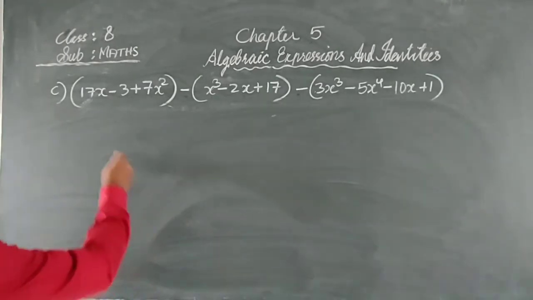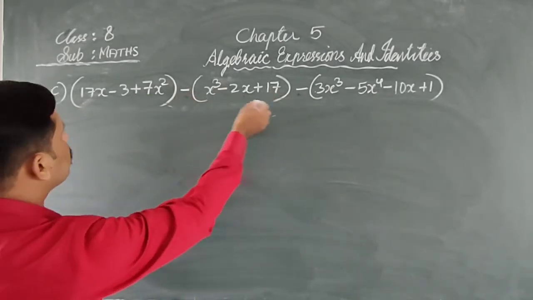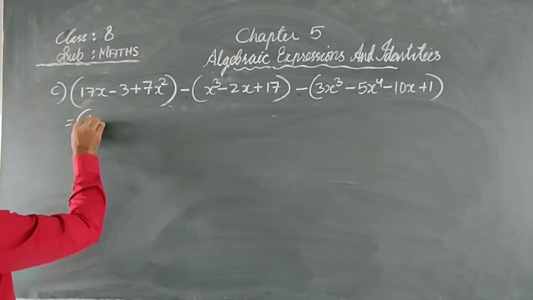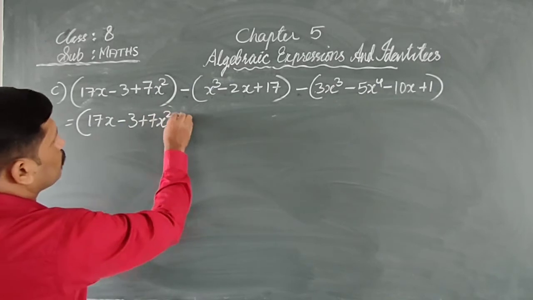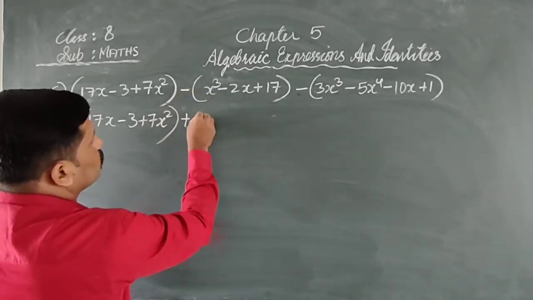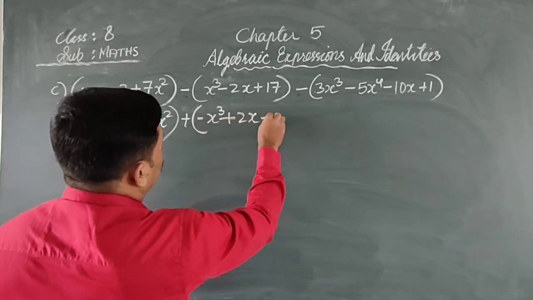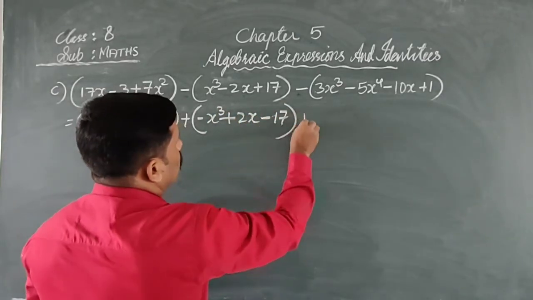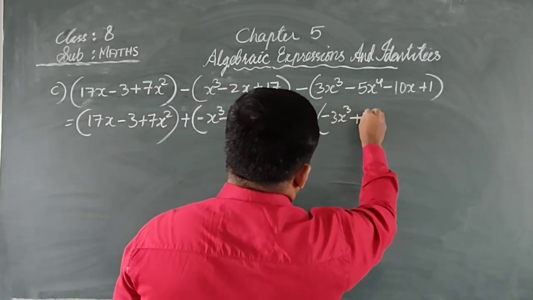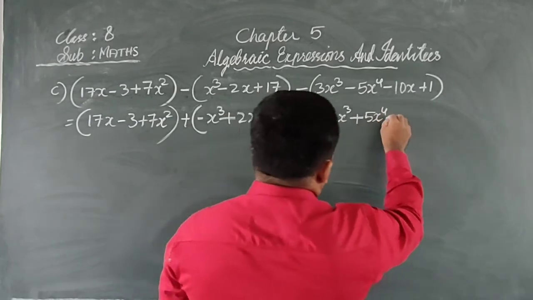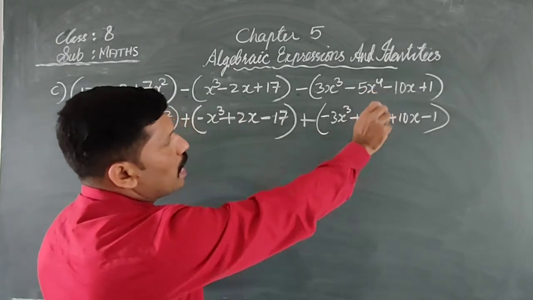All of you listen here. Here there are three numbers and both are subtraction. So here we have to take the additive inverses. I am going to take that 17x minus 3 plus 7x square, plus this minus changes to plus negative x cube plus 2x negative 7, plus here also we change, negative 3x cube plus 5x power 4 plus 10x minus 1. Okay, all symbols are changing now.